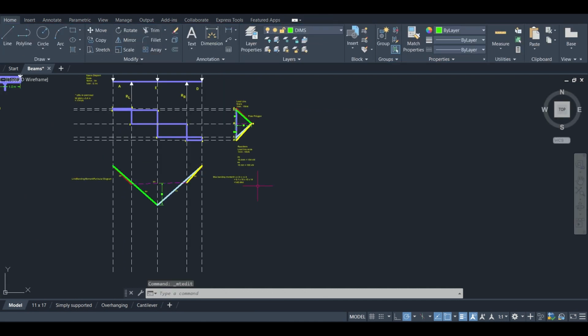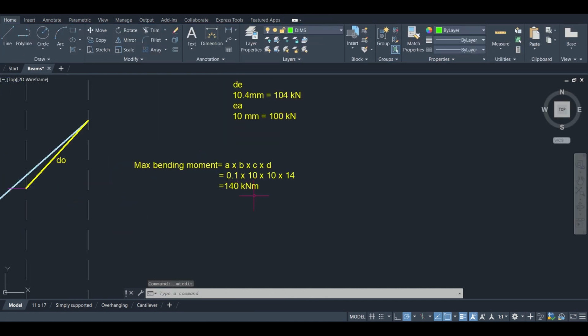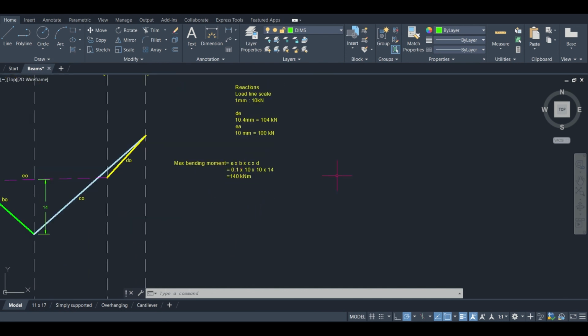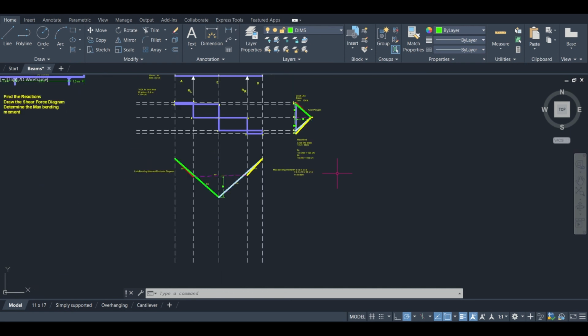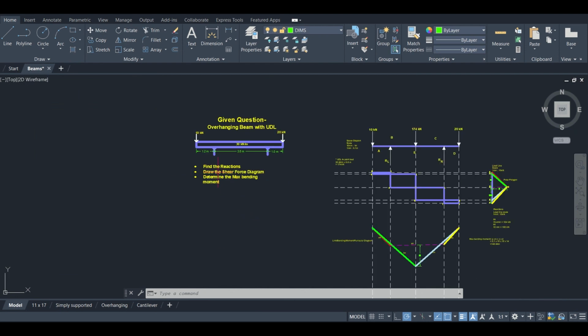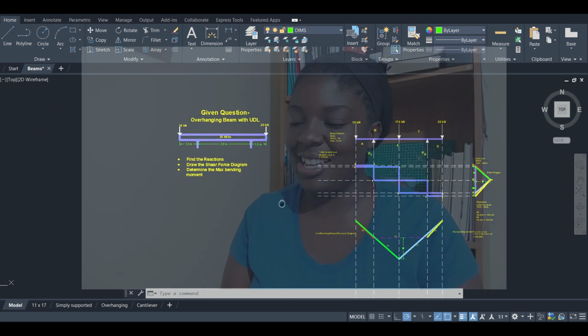And that would represent the max bending moment of this beam. So the max bending moment of this beam would be 140 kilonewton meters. And that basically wraps up this question, and we have done all 3 sections.